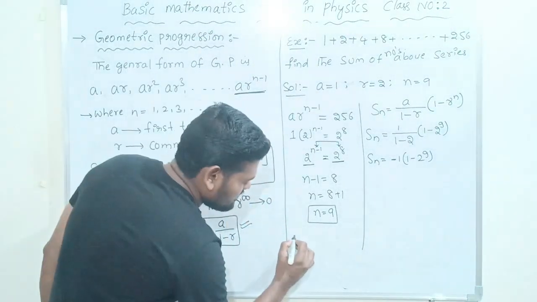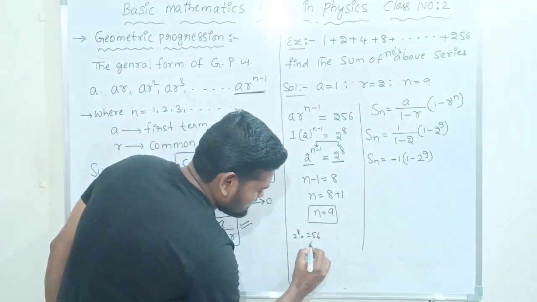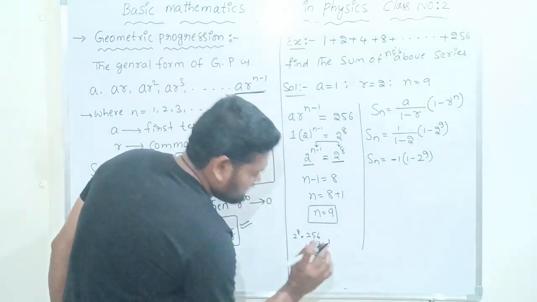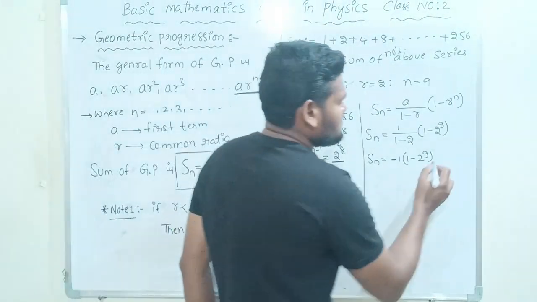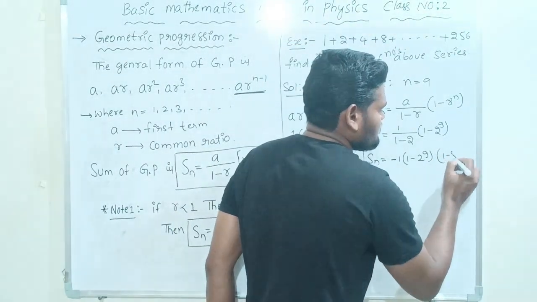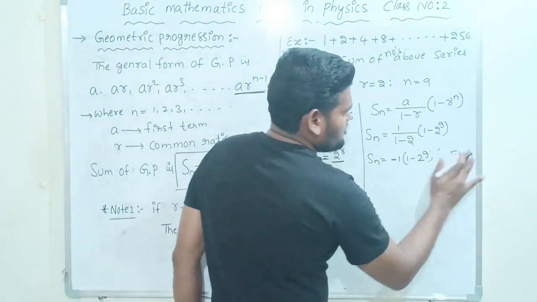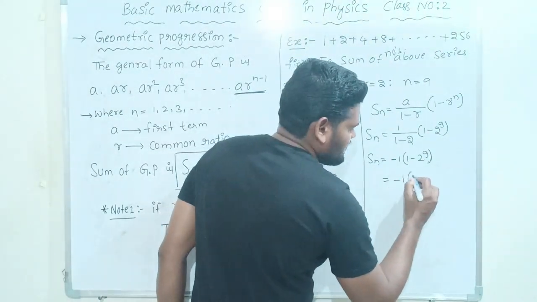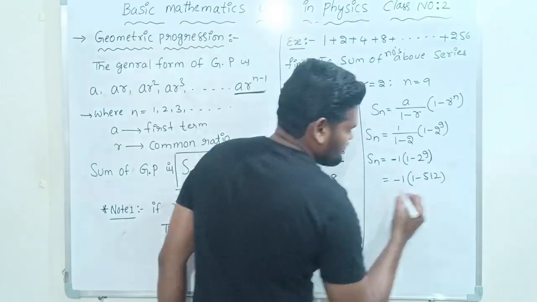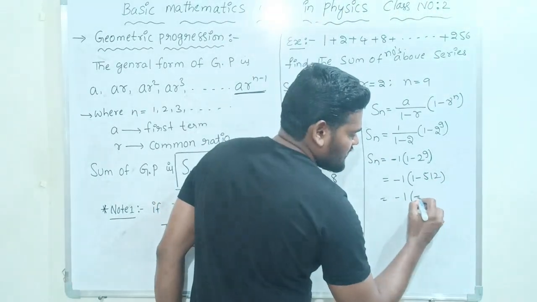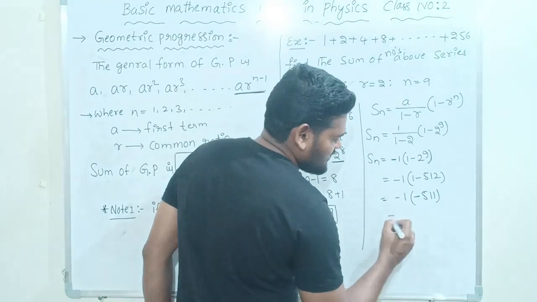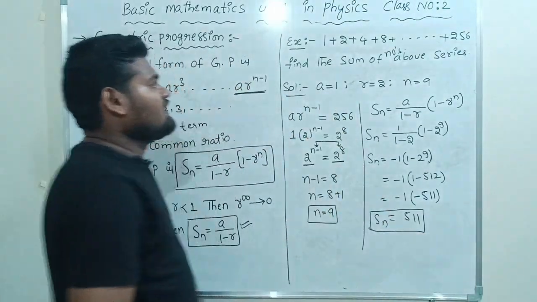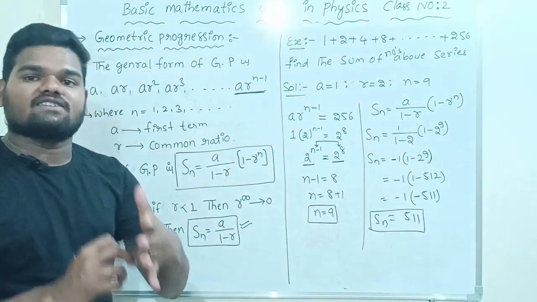So what is the value of 2 to the power 9? 2 to the power 8 is 256, into 2. 6 twos are 12, 2 fives are 10 plus 1 is 11, 2 twos are 4 plus 1 is 5. So the value of 2 to the power 9 is 512. Sorry, very sorry. So this is equal to minus 1 into 1 minus 512. So 1 minus 512 is minus 511. Minus into minus is plus, so 511. So this is the sum of the numbers in the given series.